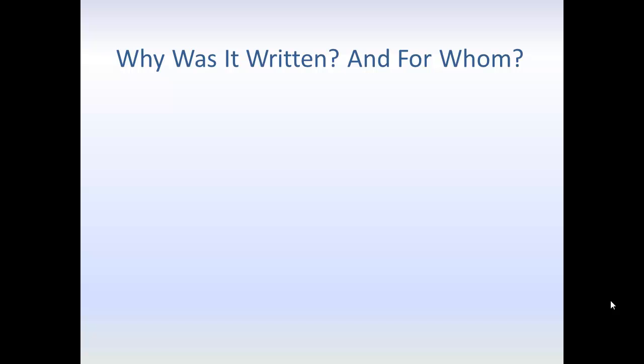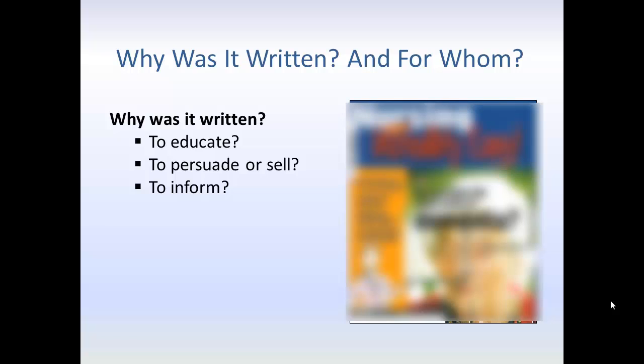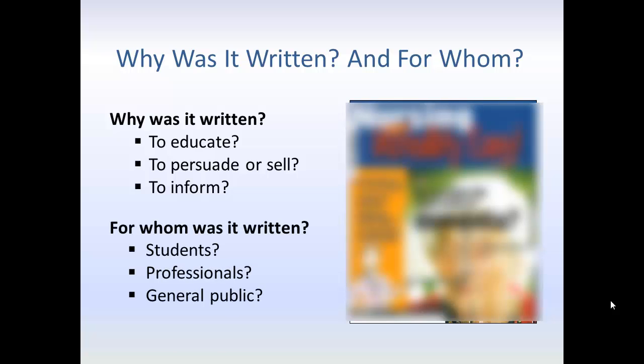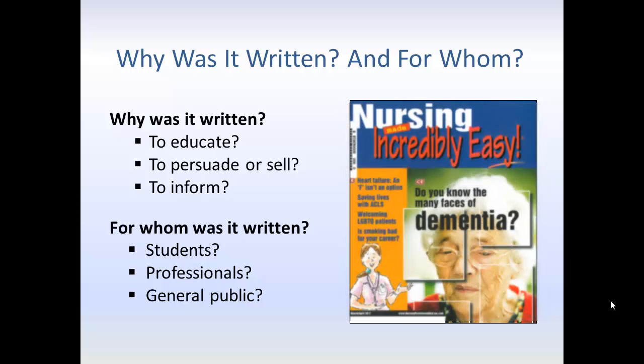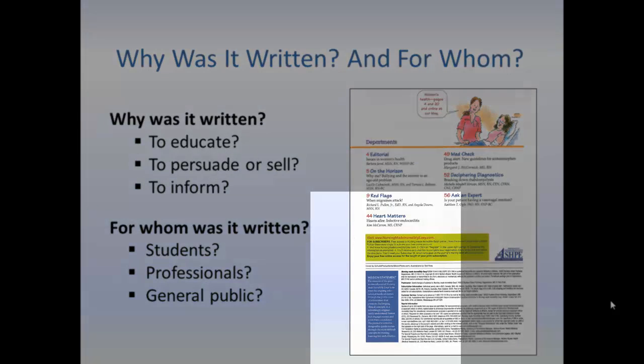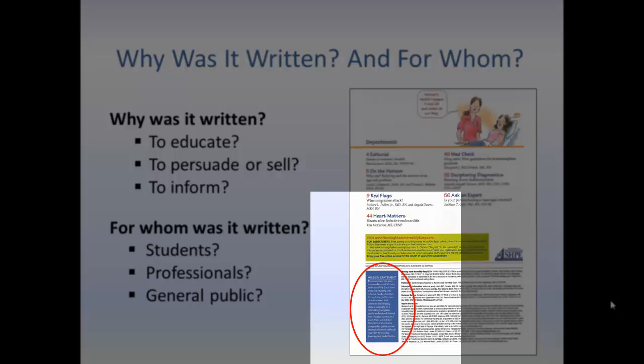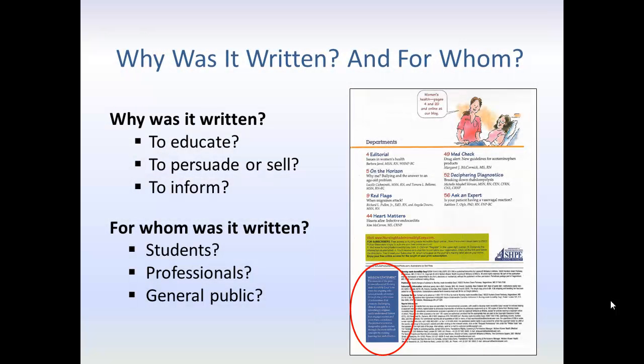Why was it written and for whom? Was it written to educate, to persuade or sell, or to inform? Is it opinionated or emotional, or is it balanced and scholarly? For whom was it written? For students? If so, what age? For professionals in their field or the general public? You need to be skeptical as you evaluate a source for your college-level research. Nursing Made Incredibly Easy looks like a trade journal, but according to its mission statement, all of the articles are peer-reviewed. What do you think about why your source was written in relationship to your topic?